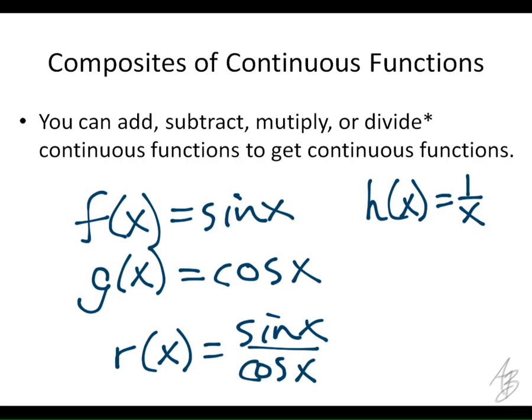And I just said I can add, subtract, multiply, divide continuous functions. These are both continuous functions, and get another continuous function. So why do I have the asterisk here next to divide? Yeah, the domain changes. So in this case, the domain is not going to include values where the cosine of x is equal to 0 because it's going to end up in the denominator. So we have a domain change where we don't have values included in this continuity at pi over 2 plus n pi. Does that make sense?